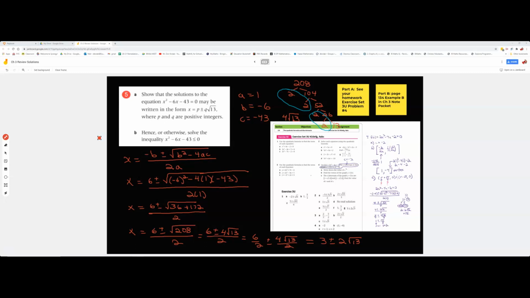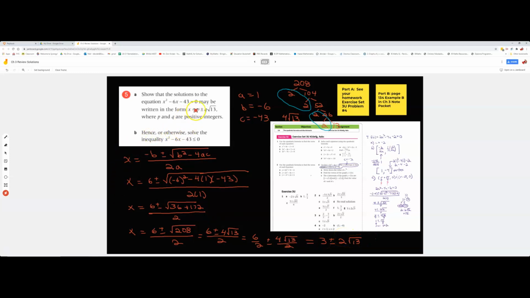Once we get done with that, we end up with 6 plus or minus the square root of 208 over 2. All right, then from there, I simplified 208, and I got it down to 4 times root 13. And then from this point, I just broke it up into two fractions and simplified each fraction. And there's my final answer.